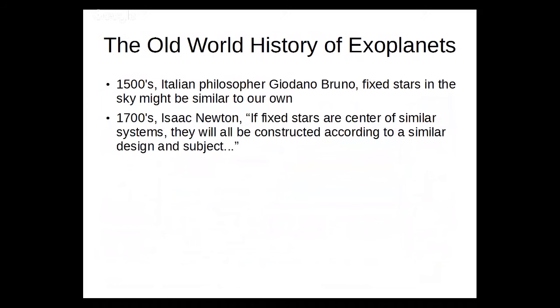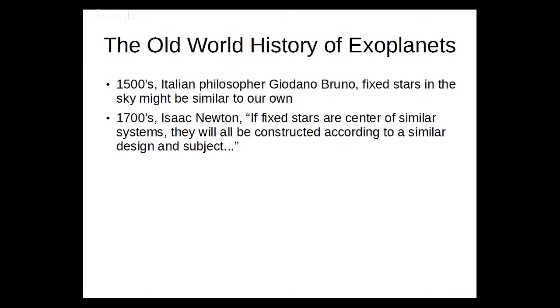I'm not sure how well that went over, but very good. So fast forward to the 1700s and Isaac Newton. Isaac Newton was one of the first people to say that things don't orbit around us, we orbit around them. Our planet orbits around the sun. Of course, the moon orbits around us. But those other planets that we're noticing, based on their motion, also orbit around the sun. He said that if the fixed stars are the center of similar systems, just like our own, they will all be constructed according to a similar design. So if those stars are just like us, then they will have the same design as our own solar system. They will have planets orbiting around their stars. That probably didn't go over too well at that time because things like that weren't widely believed in.